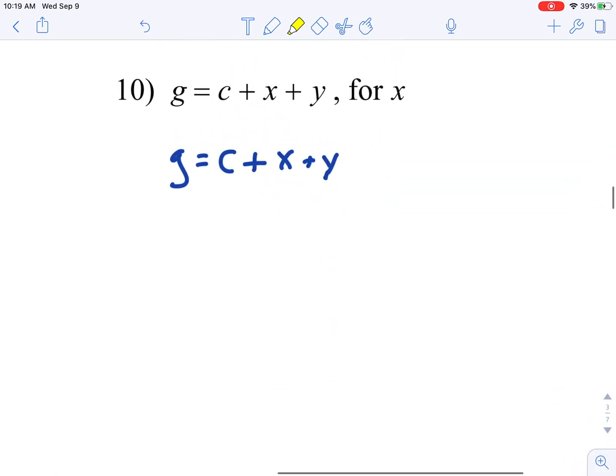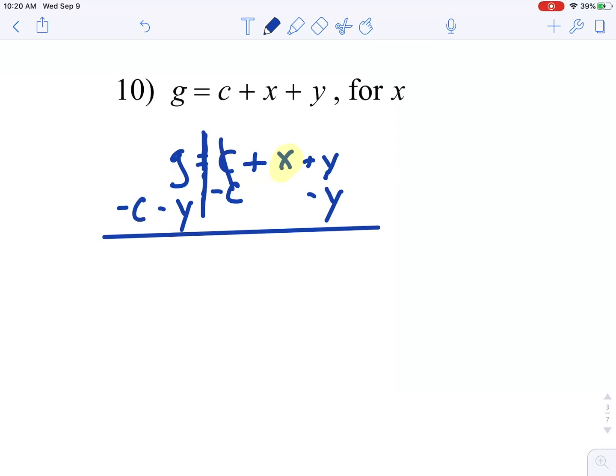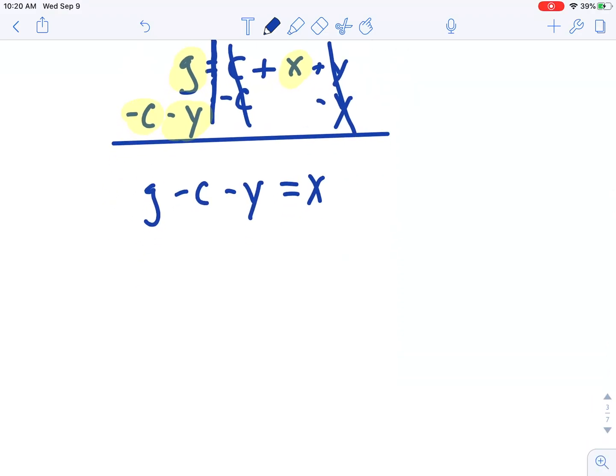Number 10, we want to isolate x. Now, here's one that we can do a little shortcut, and it's pretty easy. We want the c and the y to both be gone. They're both being added to x, so we can just subtract them both at the same time. Just remember to kind of split your equation in half here. So you have to subtract c, subtract y over on the other side. These cancel out. You get x equals, over here on the left, g minus c minus y. Just write it like that. G minus c minus y. That should be the answer.